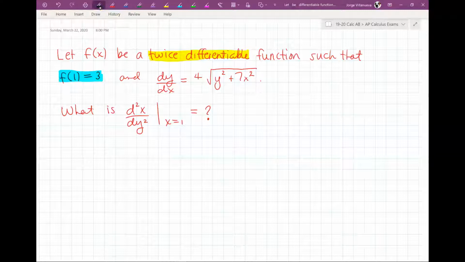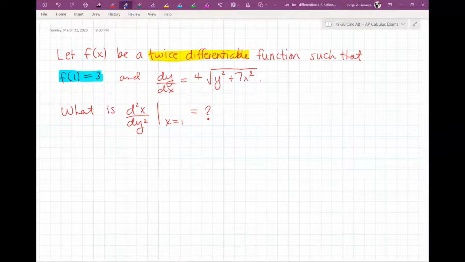They say, and we also know that the first derivative of this function f of x is 4 radical y squared plus 7x squared. And they say, what is the second derivative? Now notice they want us to figure out the second derivative, and they told us it was twice differentiable. In other words, they know that you can take a derivative of this first derivative to get a second derivative. So they're just trying to let you know, look, it's okay. We know that you can take two derivatives of the following, so feel free to do that.